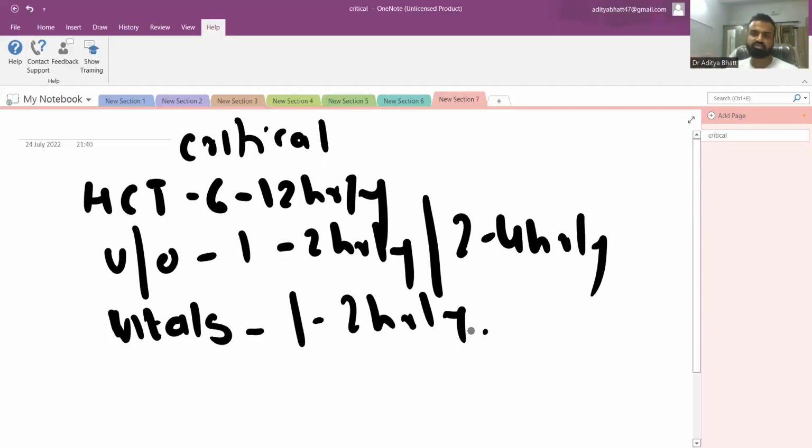And if they go into shock, then you have to do more frequent monitoring, like you have to take vitals every 15 minutes, or you have to do hematocrit every 2 hourly, or even sometimes we have done a hematocrit every hour. So that is how you have to monitor the child.